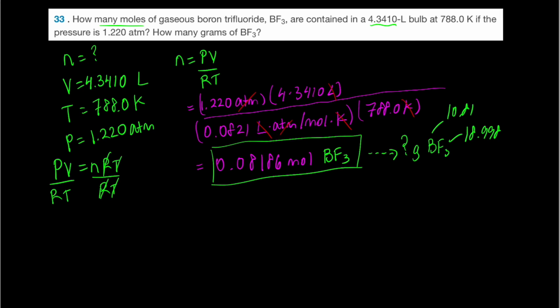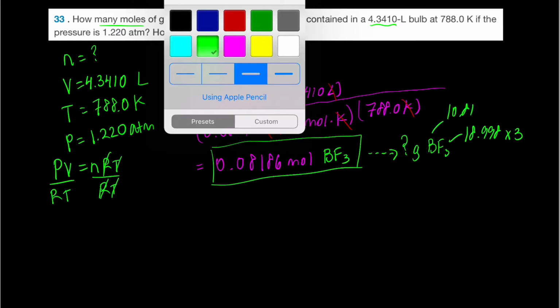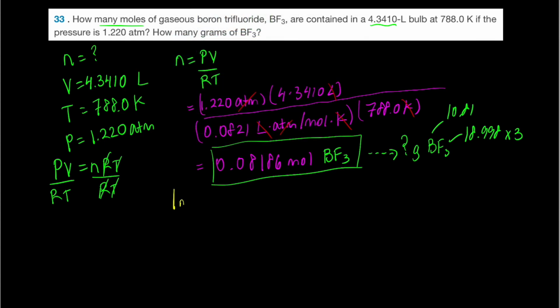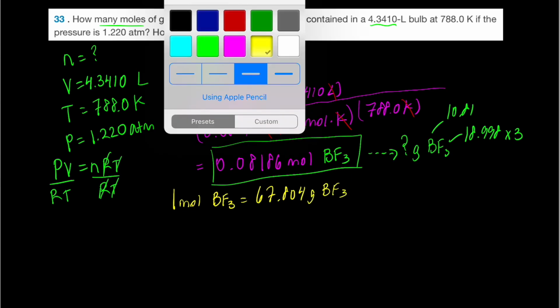So we're going to take the 18.998 and multiply it by 3, right? And then we're going to add that to the 10.81, and we get a value of 67.804. What does that number mean? It means that 1 mole of BF₃ has a mass, or a molar mass, of 67.804 grams, okay? And we're going to use that as a conversion factor up ahead.